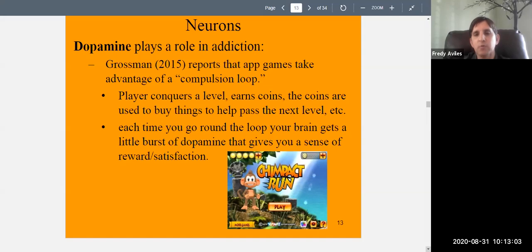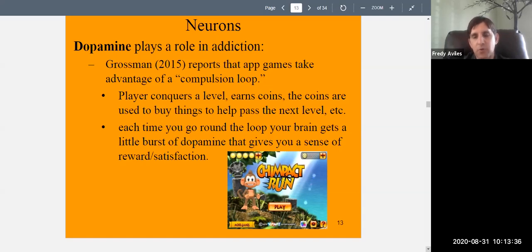But you get rewarded with these coins, you feel good, and then you buy things to help you pass the next level. And then you pass the next level and you get rewarded again. And you get that dopamine, that rush of dopamine again. Every time you go around the loop, your brain gets this little burst of dopamine, which gives you a sense of reward, a sense of satisfaction. So you play a game, you conquer a certain level, you feel good, earn some coins, get rewarded, you get some dopamine. Then dopamine levels go back down and you play the next level, you pass the next level, right?